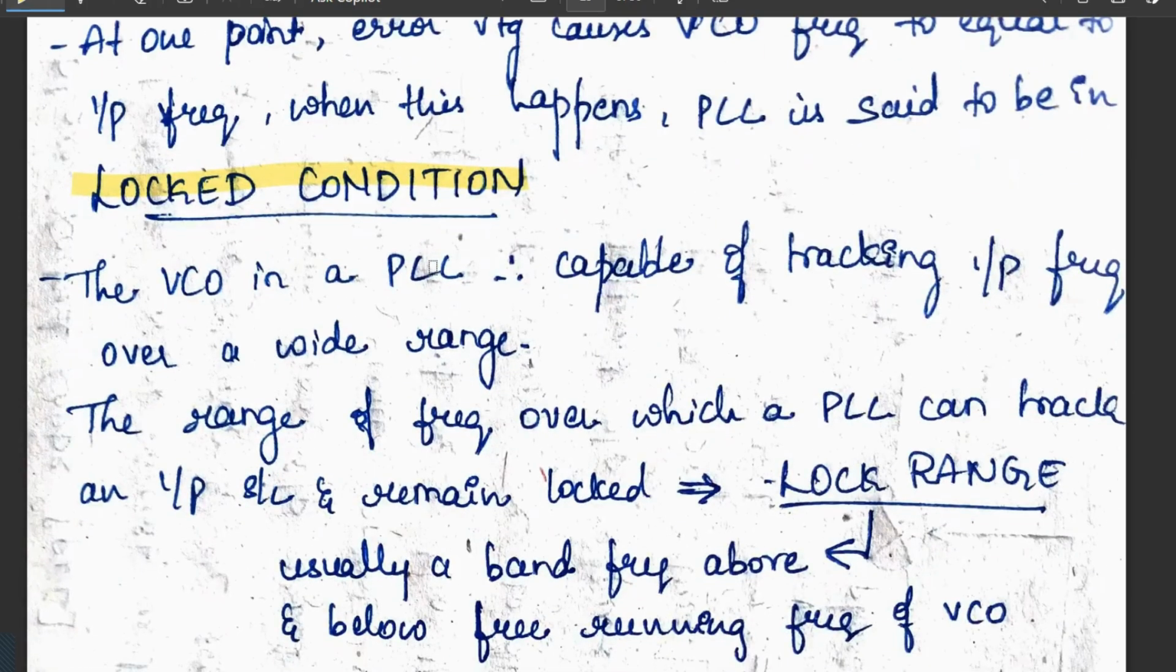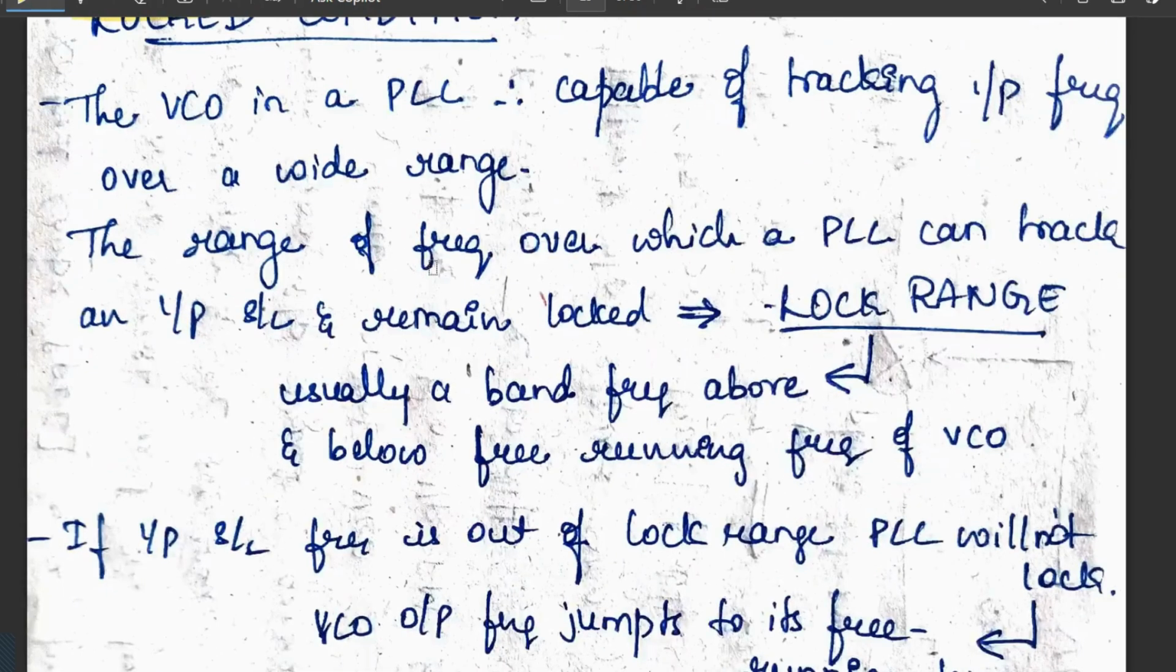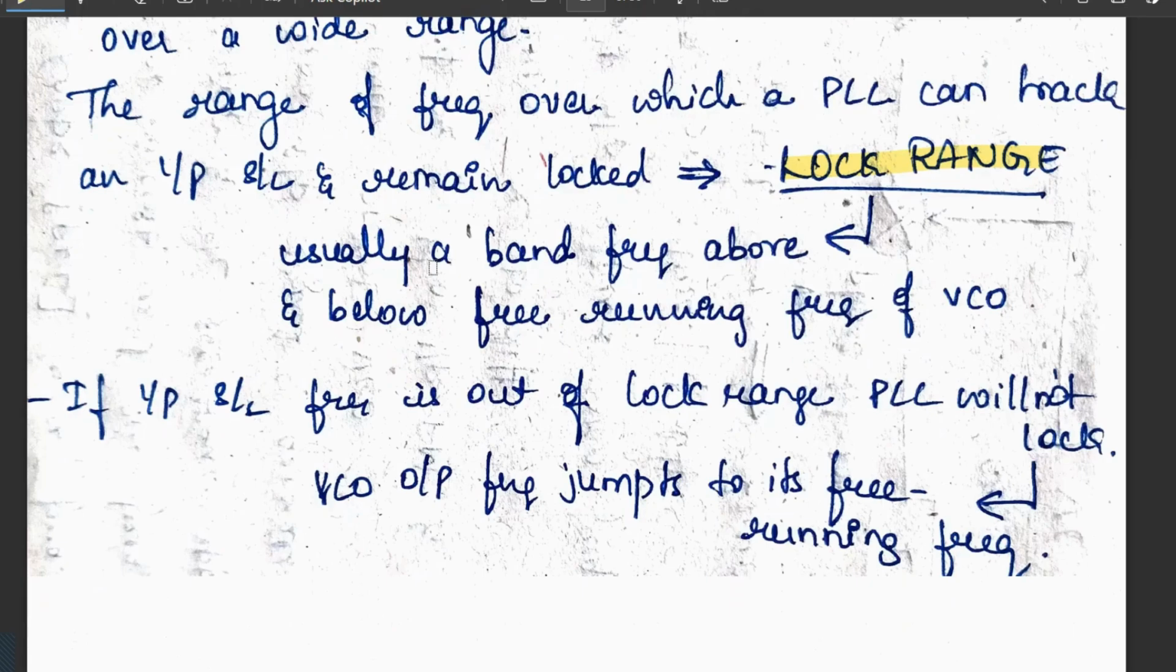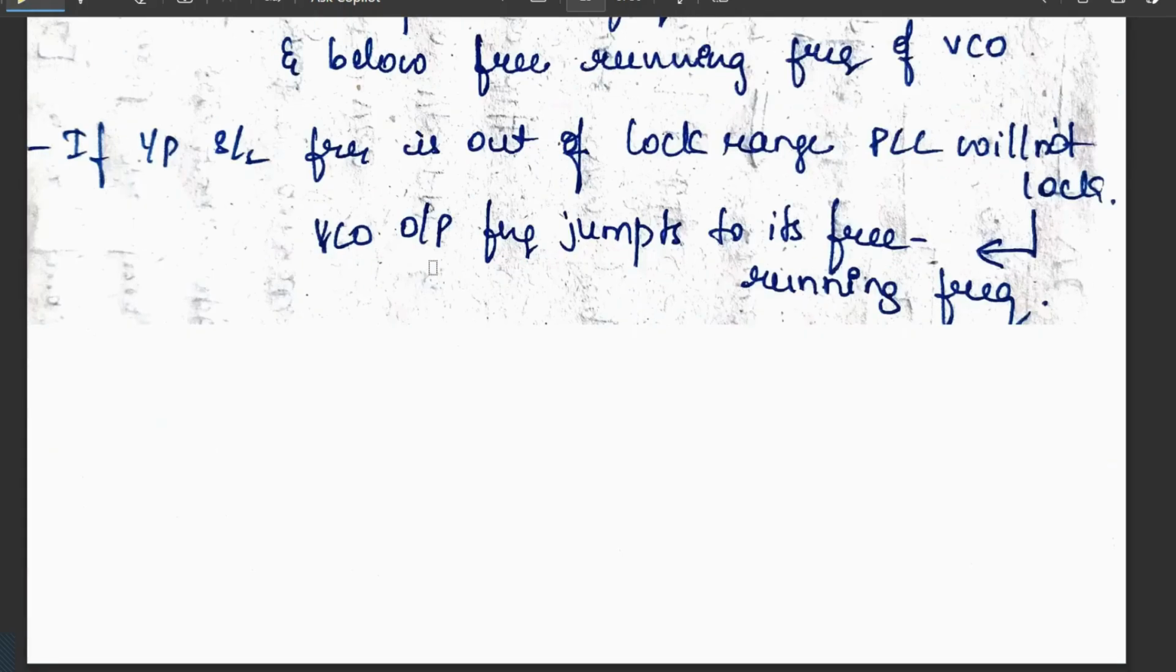The VCO in a PLL is therefore capable of tracking the input frequency over a wide range. The range of frequency over which a PLL can track an input signal and remain locked is called the lock range. It is usually a band of frequency above and below the free running frequency of the VCO. If the input signal frequency is out of the lock range of the PLL, it will not lock, and the VCO output jumps to its free running frequency again.